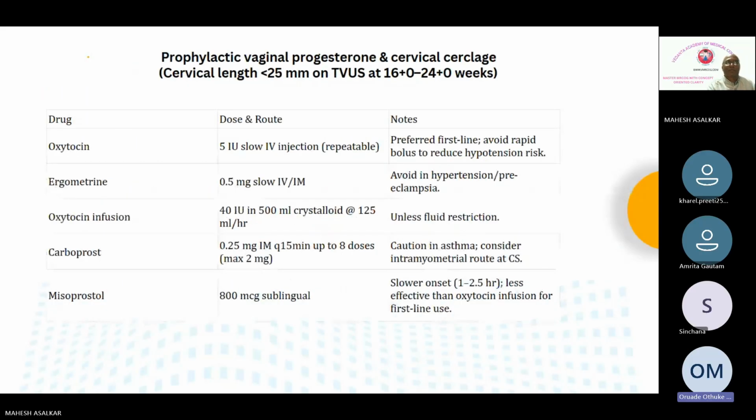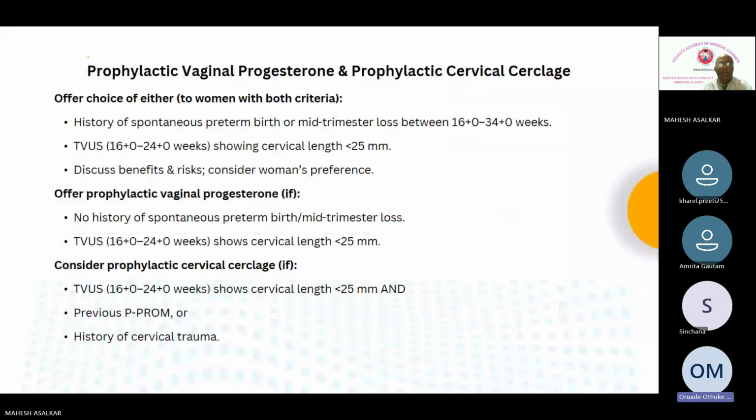Sorry, sir. I have a question, sir. Yes. Supposing the patient in question just had a previous spontaneous miscarriage within the second trimester, or she has had a previous history of preterm birth between 16 to 34 weeks only, and the cervical length is greater than 25. What option do we have?